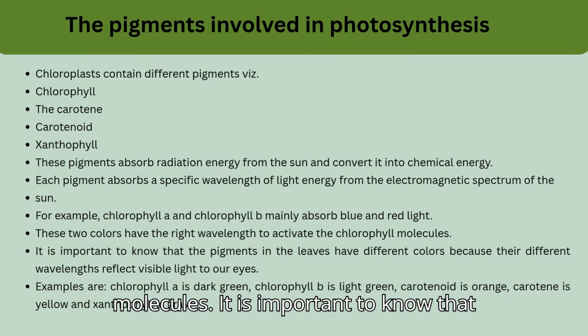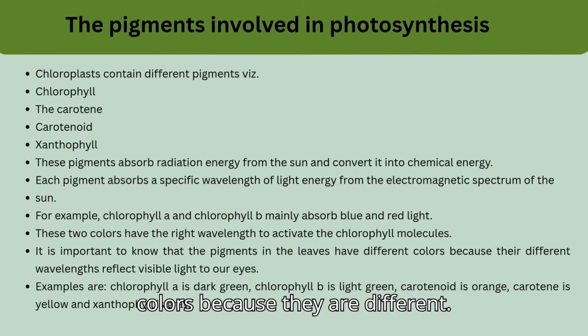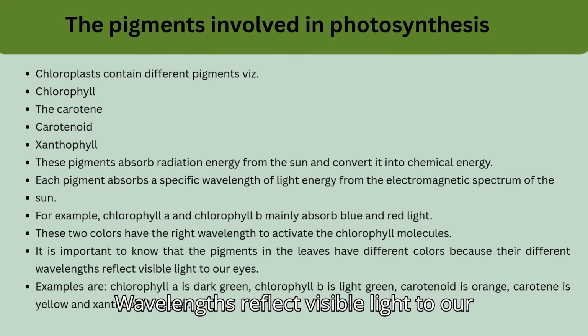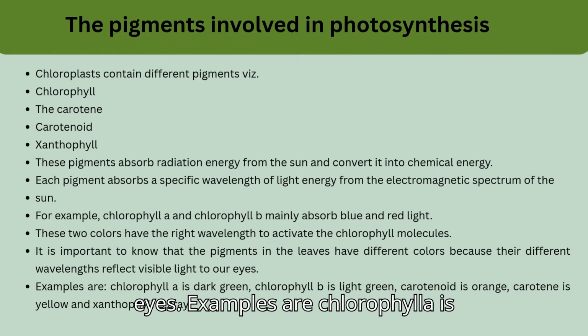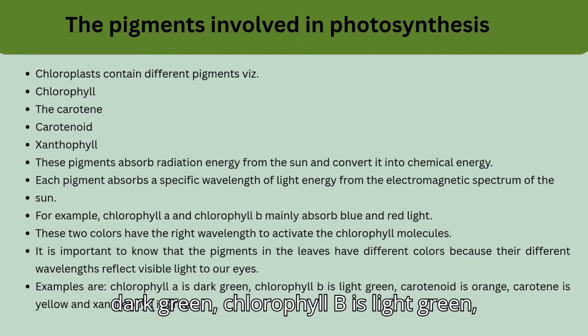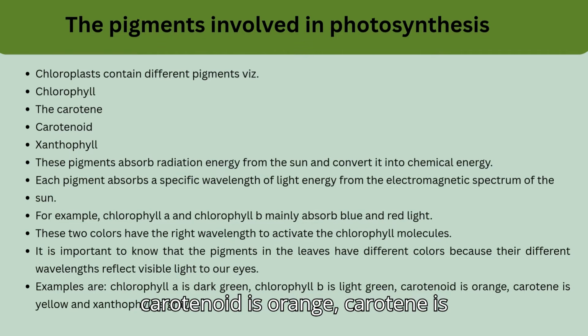It is important to know that the pigments in the leaves have different colors because they reflect different wavelengths of visible light to our eyes. Examples are: chlorophyll A is dark green, chlorophyll B is light green, carotenoid is orange, carotene is yellow, and xanthophyll is gray.